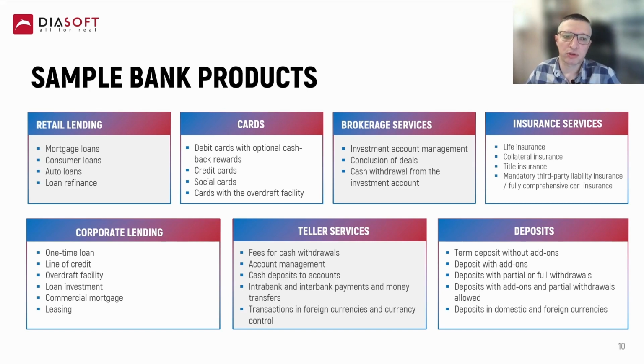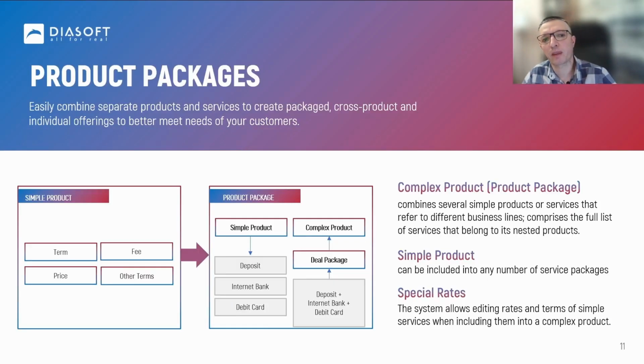A complex product or product package, in other words, combines several simple products or services that refer to different business lines. A complex product comprises the full list of services that belong to its nested products. A simple product can be included into any number of service packages. The system allows editing rates and terms of simple services when including them into a complex product. Let's talk about product packages.